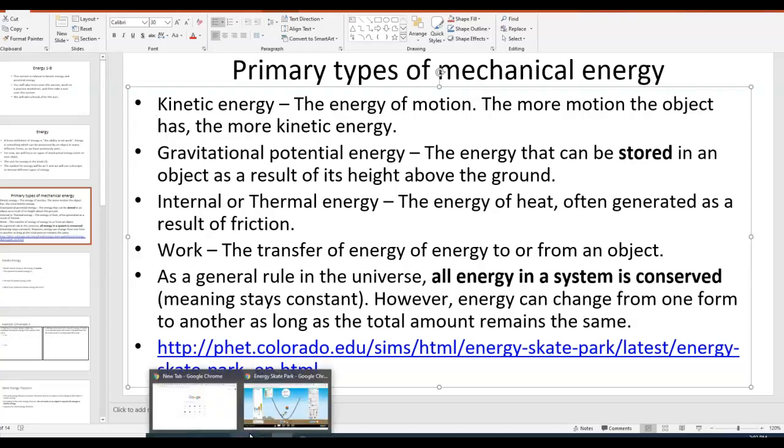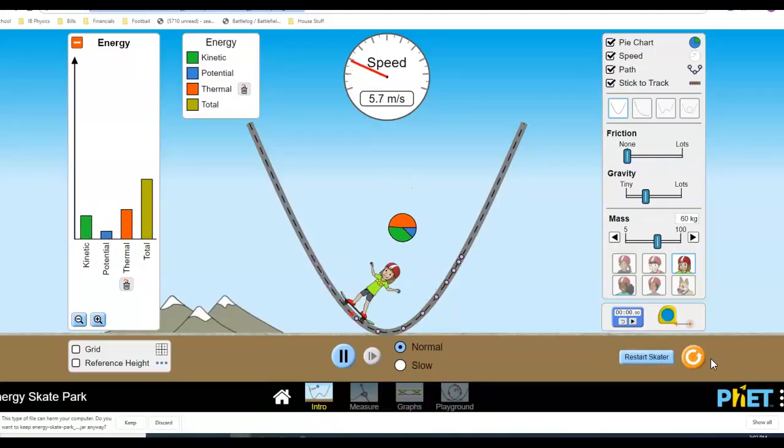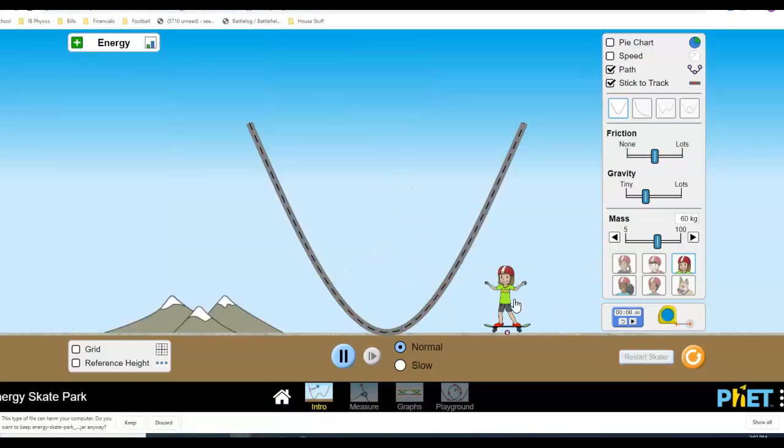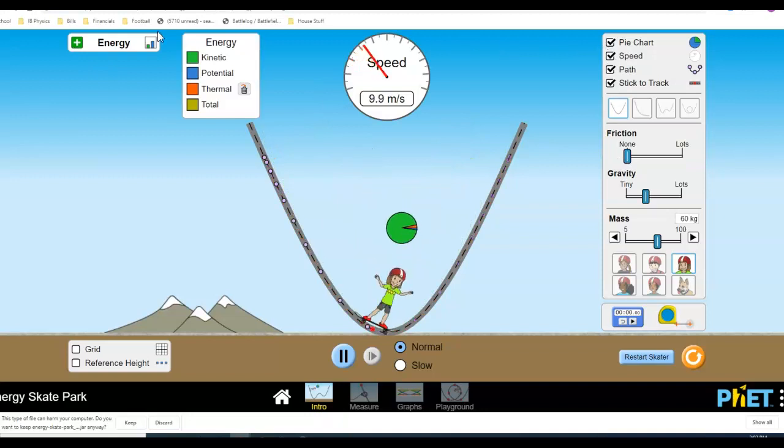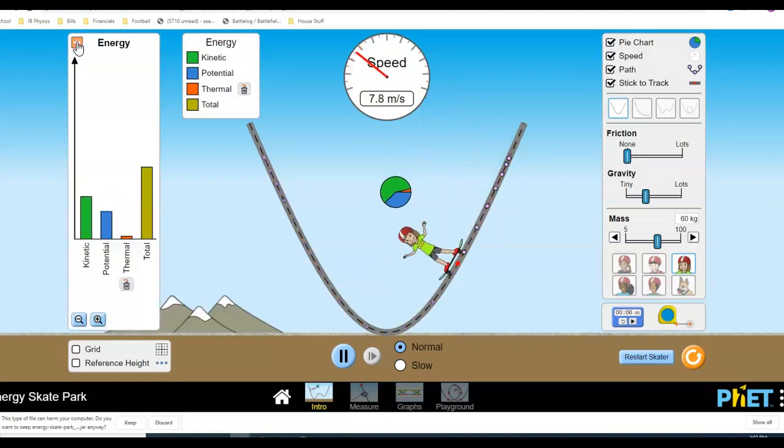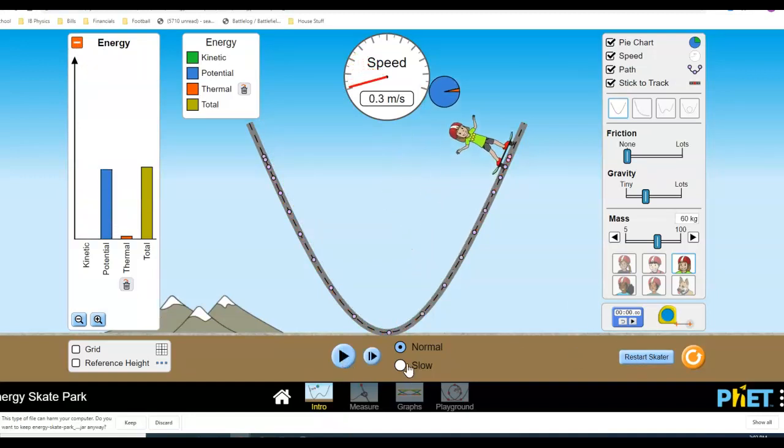Okay, so let's take a look at a quick simulation. Here we have a skater, and the skater is on a ramp. As you can see, she's going back and forth, and I'm going to make it so there's no friction. Now what I want you to see is what's happening to her energy as she skates back and forth. Now let me go in slow motion.